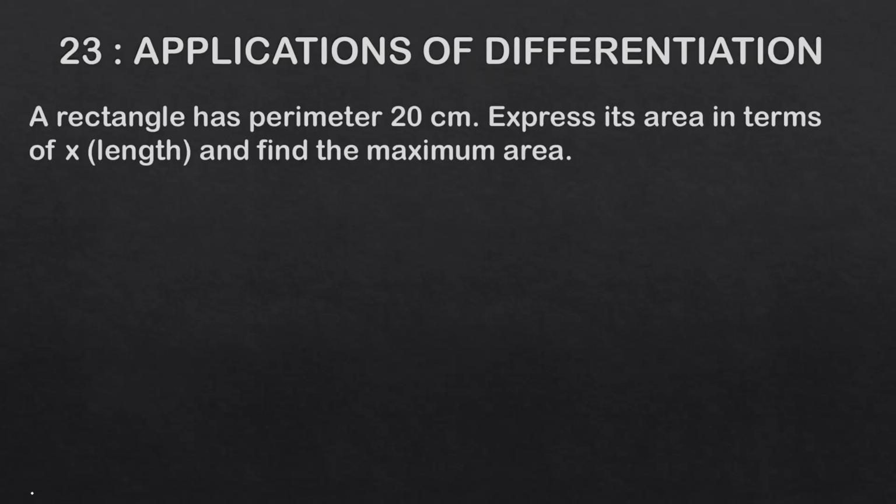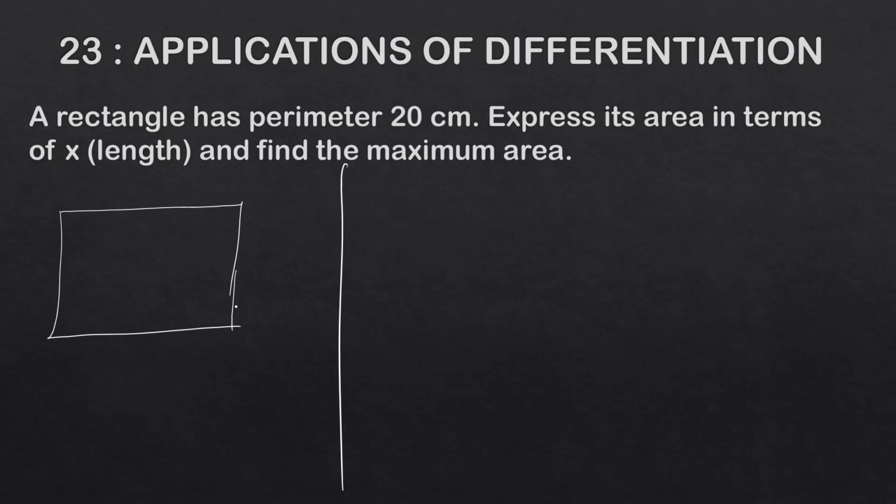So let's go to the next question, number 23. A rectangle has a perimeter of 20 cm. Express its area in terms of x, the length, and find the maximum area. All right, so first of all, let's draw it. A rectangle has a perimeter of 20. Express its area in terms of length.